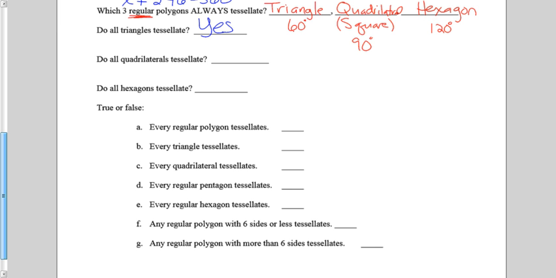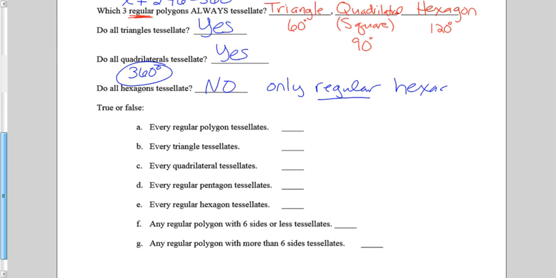Will all quadrilaterals tessellate the plane? Well, all the quadrilaterals add up to 360 degrees, which means as long as I can rotate the figure around to match up the angles so that I have one of each angle at a point, then yes, I will get 360 degrees at a vertex, which means any quadrilateral should tessellate the plane. Do all hexagons tessellate the plane? The answer to this is no. Only regular ones. Okay, any regular hexagon will, but non-regular hexagons do not. So non-regular would mean all of the angles are not congruent.